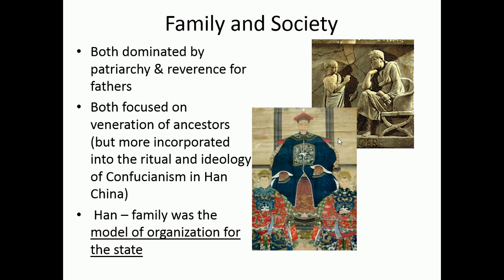However, there was a difference. For the Han Dynasty, the idea of the father at the head of the family giving benevolence down to the inferior members of his family becomes the model of organization for the imperial government. So, for example, the emperor is viewed similarly to a father, and again, in that Confucian ideology, he's giving off benevolence and justice to his people, and protecting the weak, all sorts of things that a dad is supposed to do.